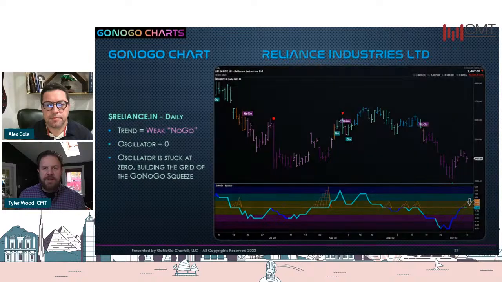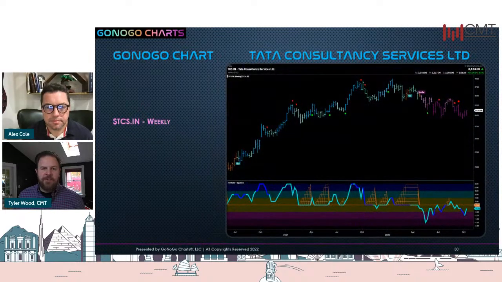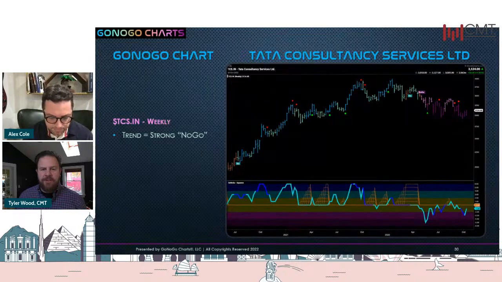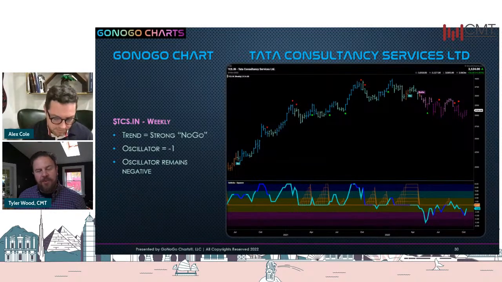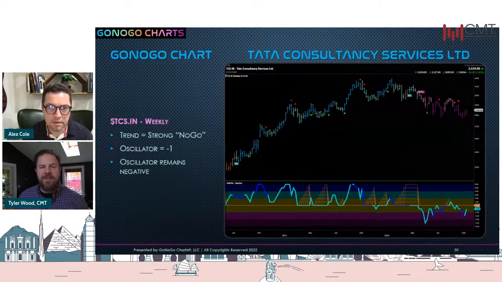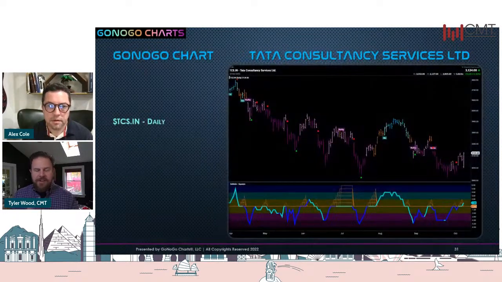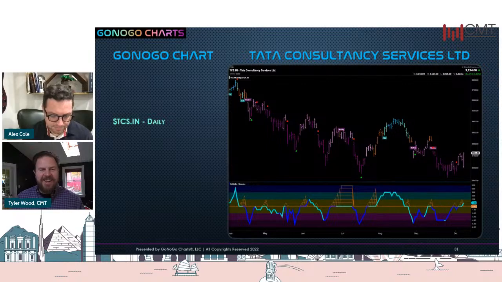Brilliant. Let's talk about Tata. On a weekly basis, very similar chart. We're in a strong no-go. We've got an oscillator at -1, and we're remaining in negative territory. A series of lower highs and lower lows for Tata on this weekly basis. We'll look to see if we can find something more constructive for you all at our next presentations.